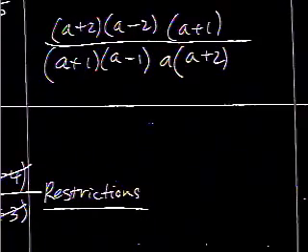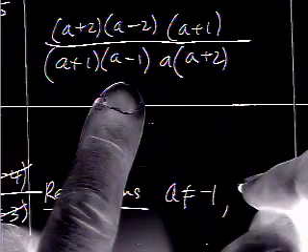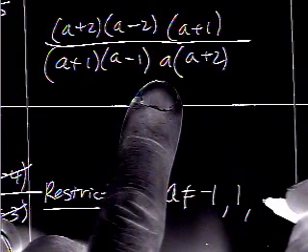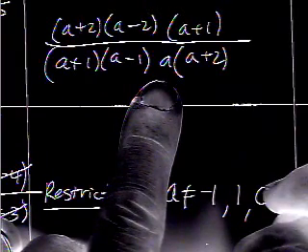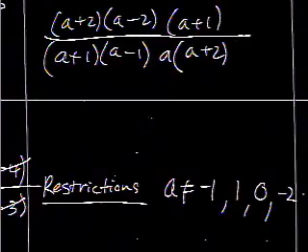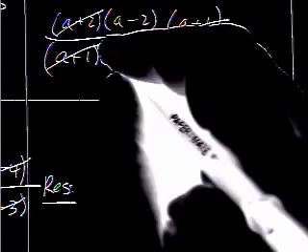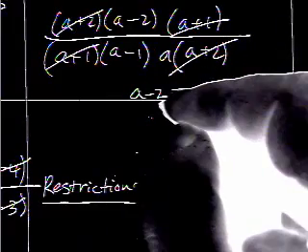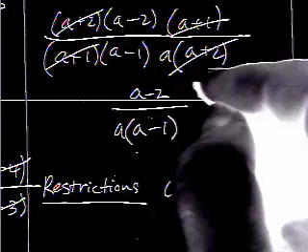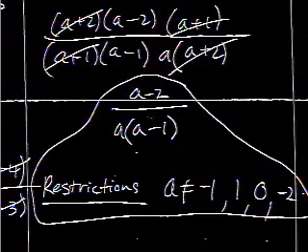Restrictions on the variables. a cannot be negative 1, positive 1. That's one we haven't talked about in a while. 0 and negative 2. Cancel out anything you see that you can cancel out, right? There's one from the top and the bottom. There's one from the top and the bottom. So we have a minus 2, and then we have a times a minus 1. Once again, don't need to distribute, don't need to refoil, whatever. Just leave it alone. You've done what you need to do for that question.